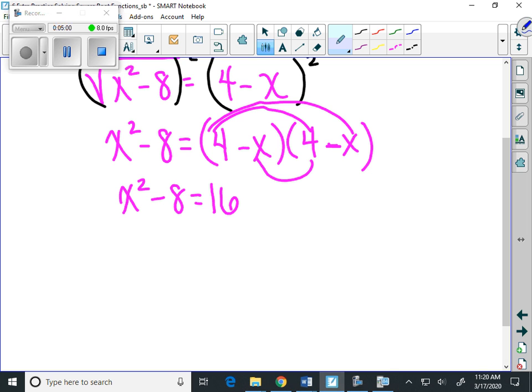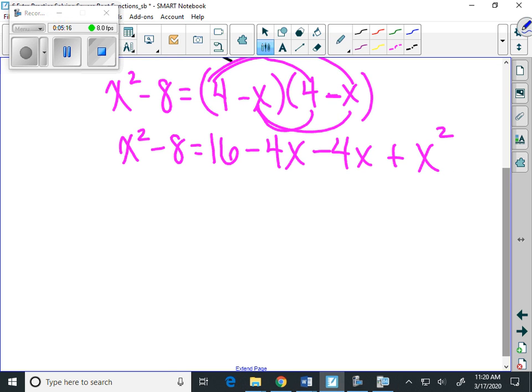So 4 times 4 is 16. 4 times negative x is negative 4x. Negative x times 4 is negative 4x. And negative x times negative x is positive x squared. And we can combine some like terms over on the right side. We've got x squared minus 8 equals 16 minus 8x plus x squared.